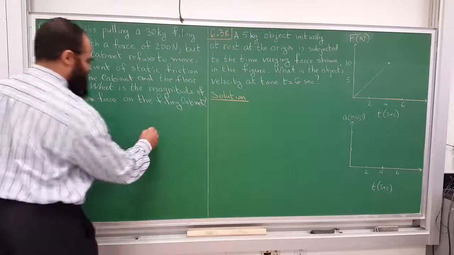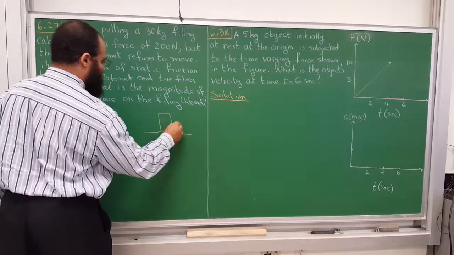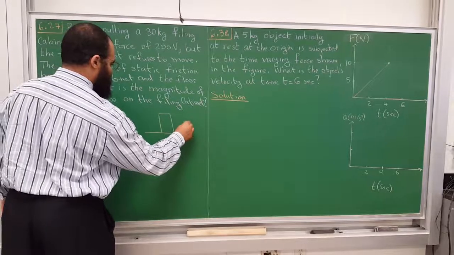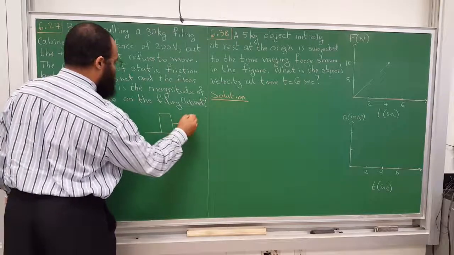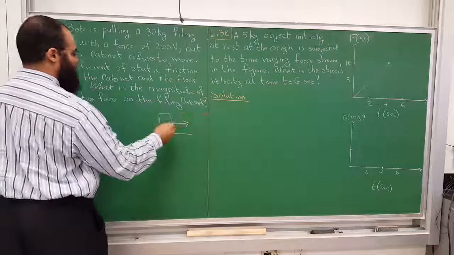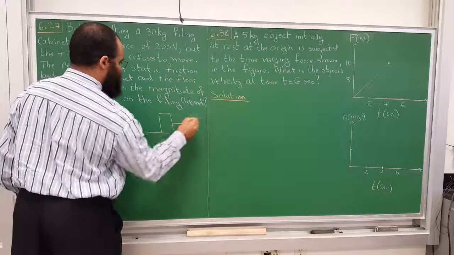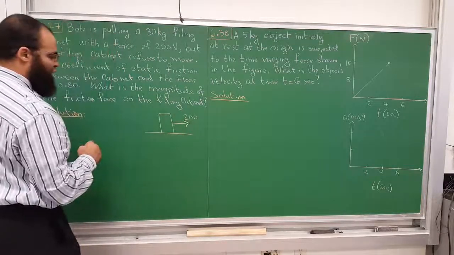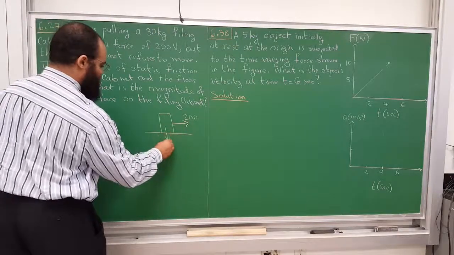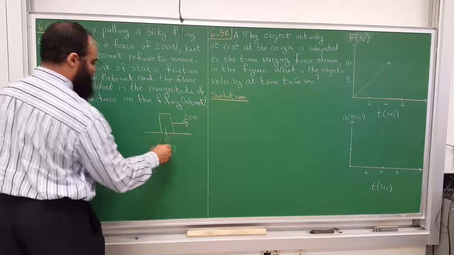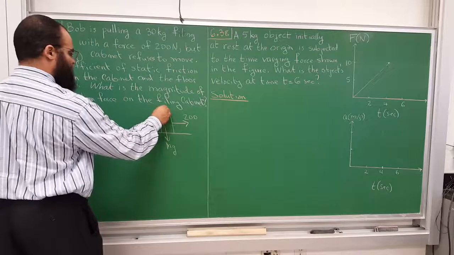So let's draw something. Here's the floor, here's the filing cabinet, here's Bob. Bob applies a force this way, trying to pull it, a pull of 200 newtons. What are the forces on the cabinet? Well, there is Bob's pulling force. There is mg, the weight of the cabinet, the pull of the Earth on it, mass times gravity. Of course, there is the normal force.